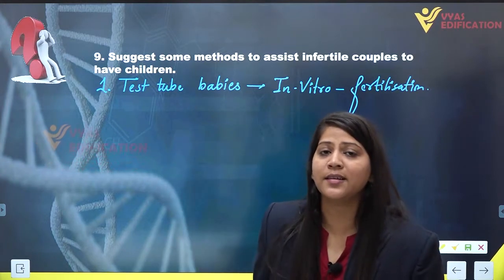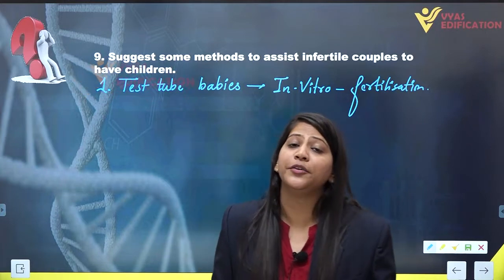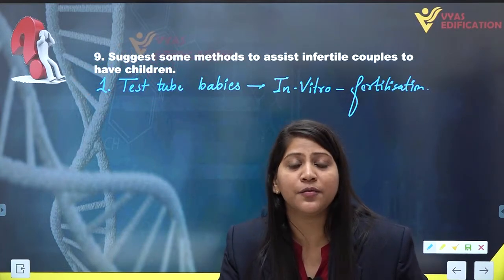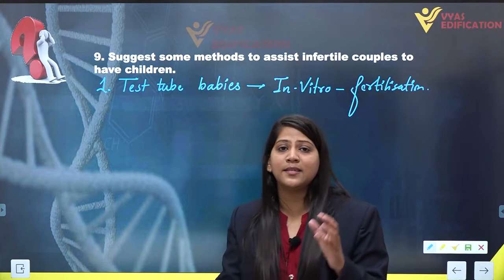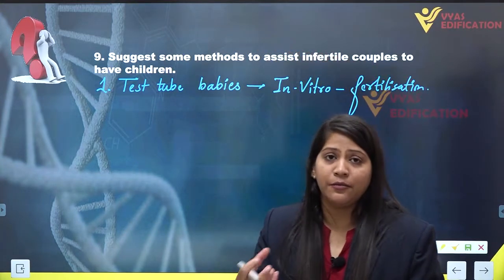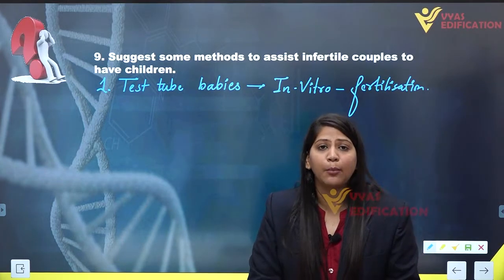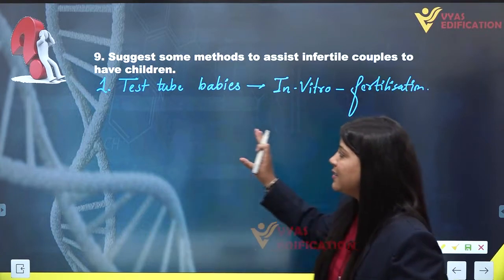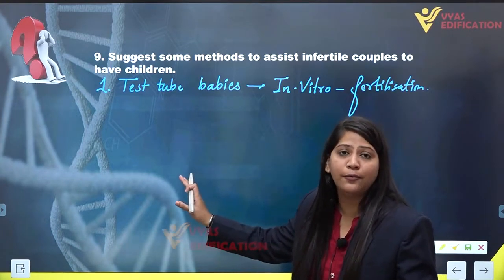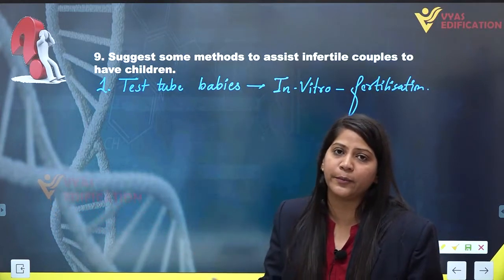What do you understand by this? When fertilization takes place in a laboratory, outside the body of a female. As in the case of humans, we know that fertilization takes place inside the body of a female. When we make sperms and ovums meet in the laboratory, these are the techniques which assist infertile couples to have children.